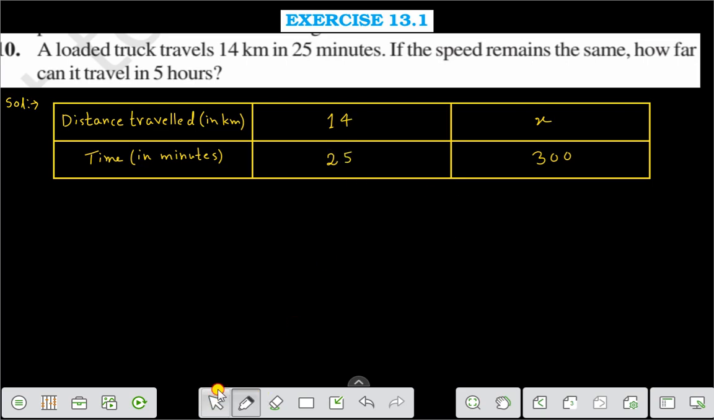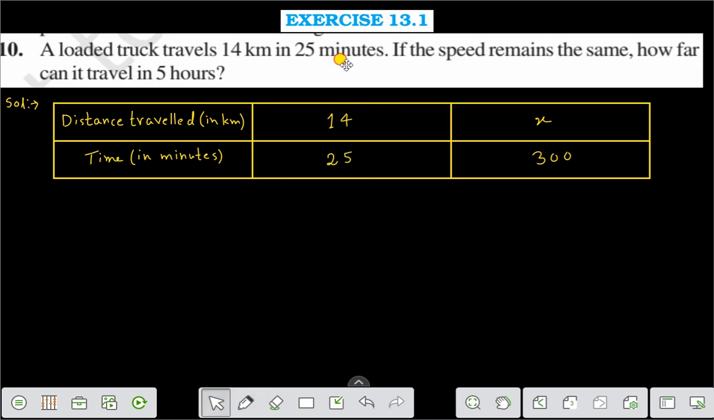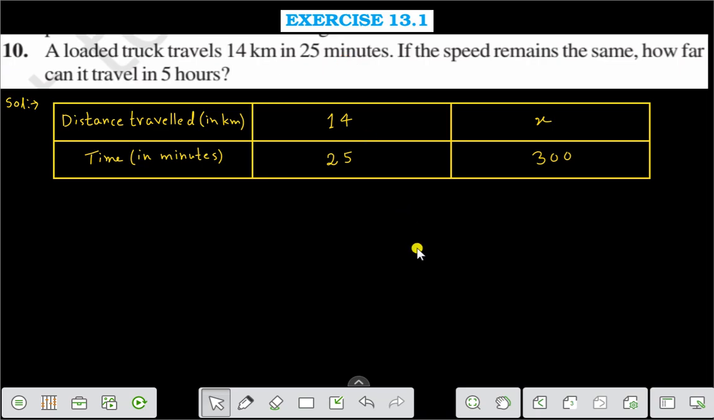Here is question number 10. A loaded truck travels 14 km in 25 minutes. If the speed remains the same, how far can it travel in 5 hours?